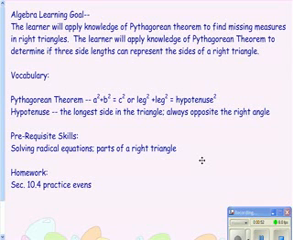Prerequisite skills: solving radical equations. You have to be able to solve these kind of equations to be able to do this. And you need to know the parts of the right triangle to put them in the right places. And the homework is the 10.4 practice evens.